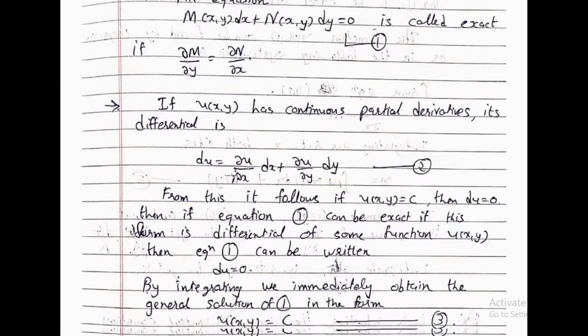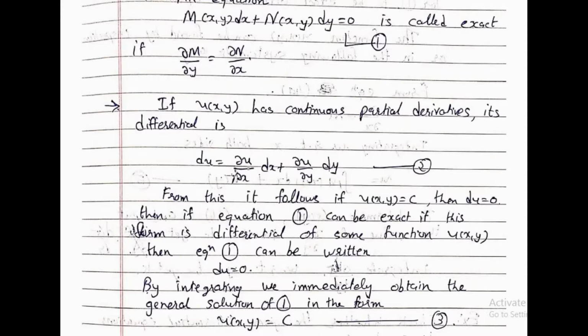If u has continuous partial derivatives, its differential is du is equal to del u by del x into dx plus del u by del y into dy. See, this is your chain rule of partial derivatives. Here we are writing only the differential. We are not differentiating with respect to a particular variable. So the total differential is of the form del u by del x into dx plus del u by del y into dy, as it is a two variable function.